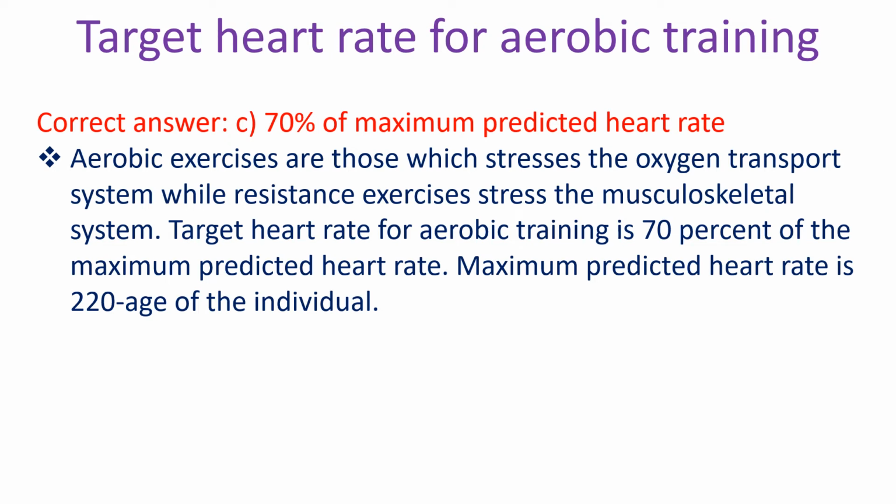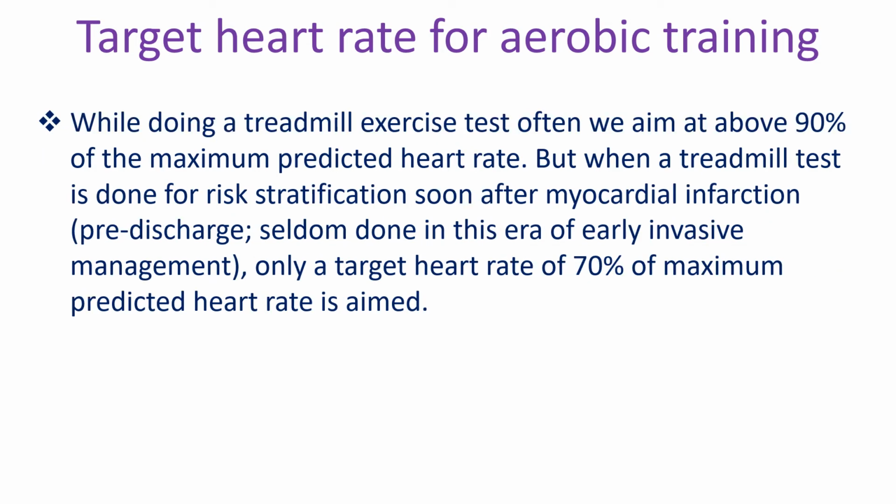Aerobic exercises are those which stresses the oxygen transport system, while resistance exercises stress the musculoskeletal system. Target heart rate for aerobic training is 70% of the maximum predicted heart rate. Maximum predicted heart rate is 220 minus age of the individual. While doing a treadmill exercise test, often we aim at above 90% of the maximum predicted heart rate. But when a treadmill test is done for risk stratification soon after myocardial infarction, pre-discharge, seldom done in this era of early invasive management, only a target heart rate of 70% of maximum predicted heart rate is aimed.